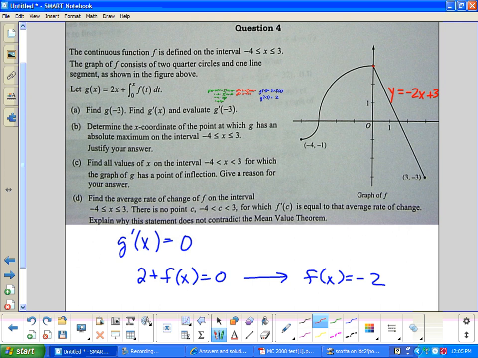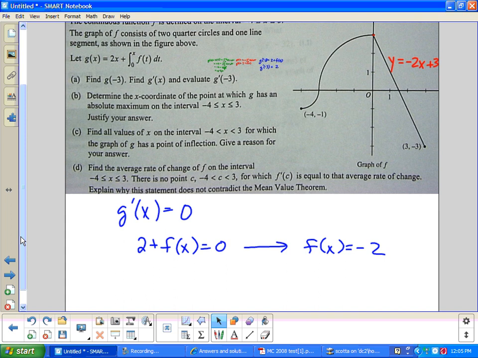So I know now that y is -2, and that is f of x in that interval. So I'm going to say -2x plus 3 equals -2. If I solve this, I get x is 2.5. All right. Which, if you look at the graph, pretty much makes sense. So it occurs at x equals 2.5, all right?